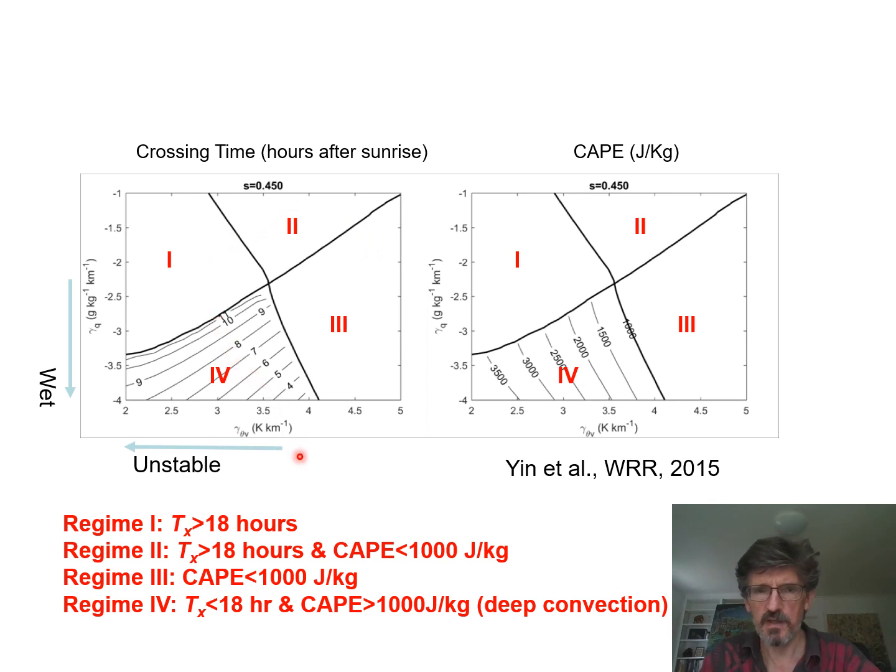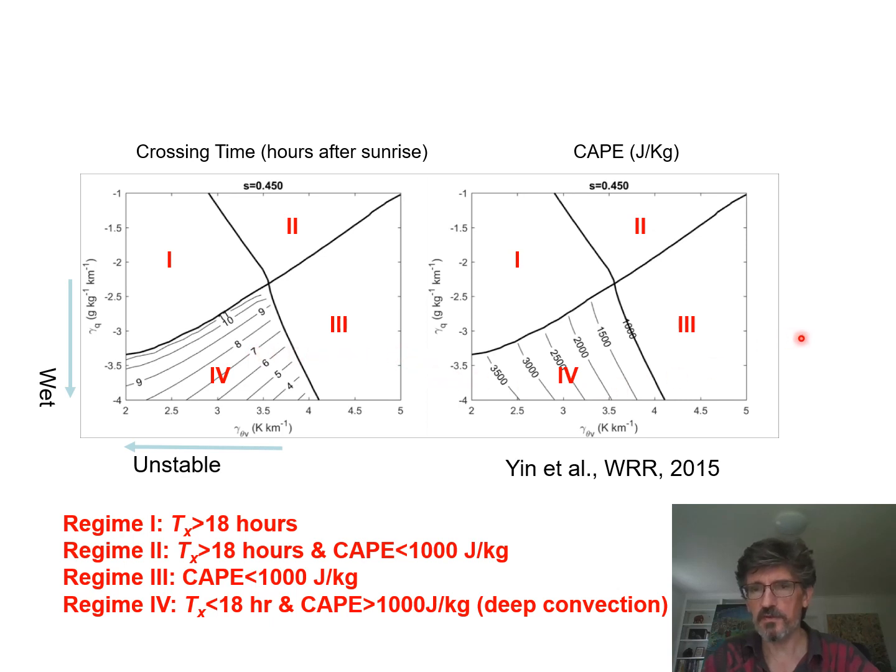The 4 regimes that June obtained are categorized here. In regime 1, there is no crossing, it happens late, basically it doesn't happen, and there is not enough CAPE. In regime 2, there is crossing, but there is not enough CAPE. In regime 3, there is not enough CAPE, although there is crossing. In regime 4, both conditions are present. There is crossing of the lifting condensation level before the end of the day, and there is enough CAPE to potentially trigger convection. So the regimes are these 4. These are for well water conditions.